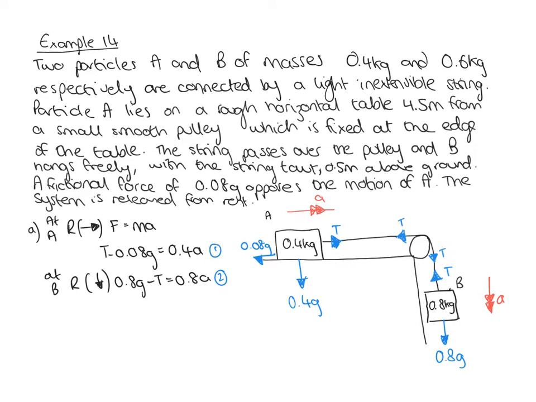We have equation 1 and equation 2, so we're going to add the two of them together. The T's will cancel out, so we've got positive T there, negative T there. 0.8 g minus that, add those together, 1.2a. So acceleration is 0.72 over 1.2. Let's give ourselves that in terms of g, and then we can round it to 2 SF as well.